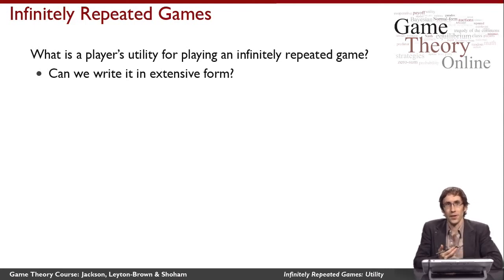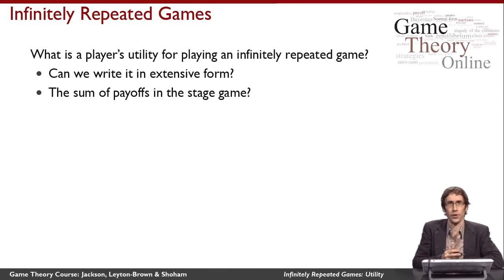The first thing to notice is that previous things that we've learned about game theory aren't going to be sufficient to answer this question. You might wonder if we can take this infinitely repeated game and just write it in extensive form. And of course we can't, and the reason is that the extensive form would be infinitely deep. We would never get to a leaf node where we could write a payoff. And so that won't help us.